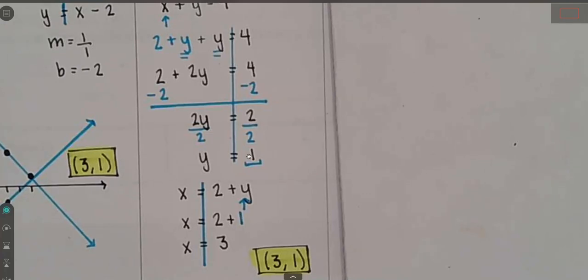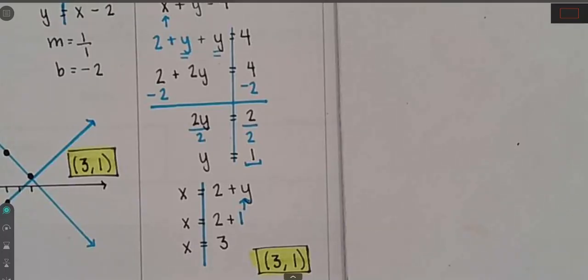Does anyone need me to go back up to the top? I'll leave this up here for a bit. Once you're done copying, please solve this by elimination. Well done. I chose to add when I did this, but subtracting also works.